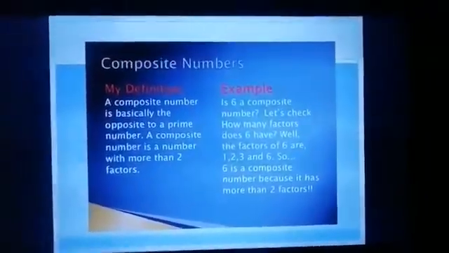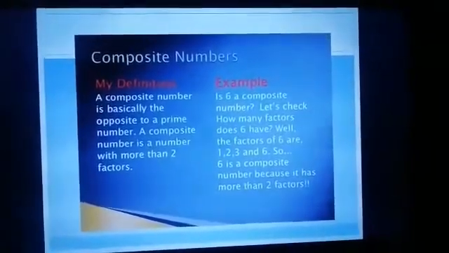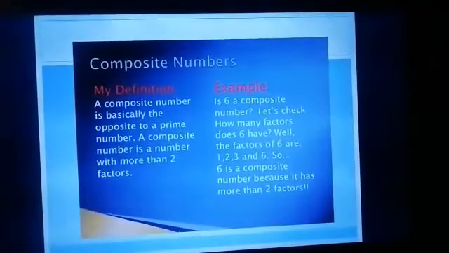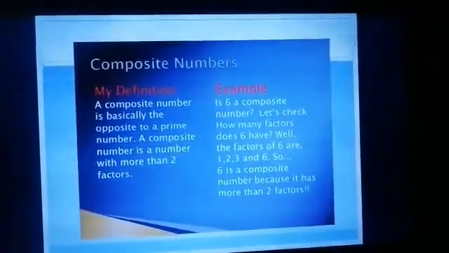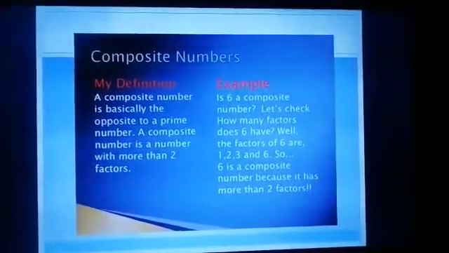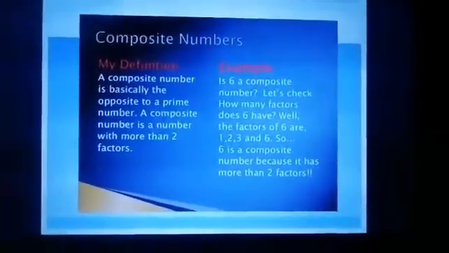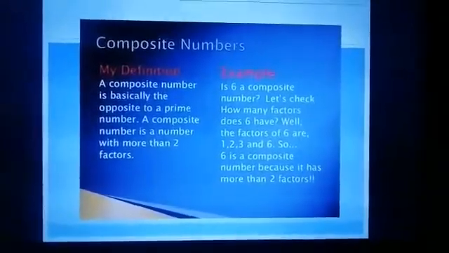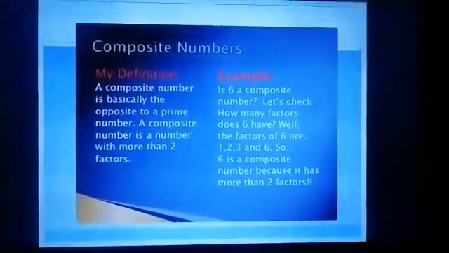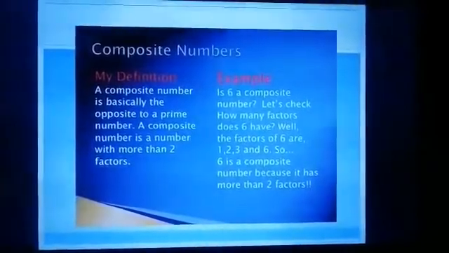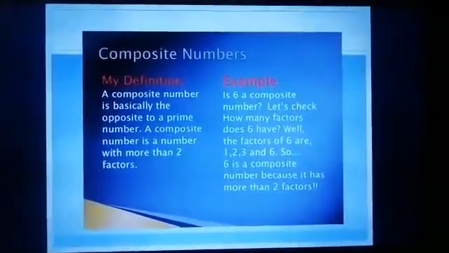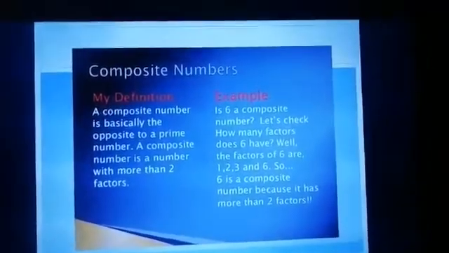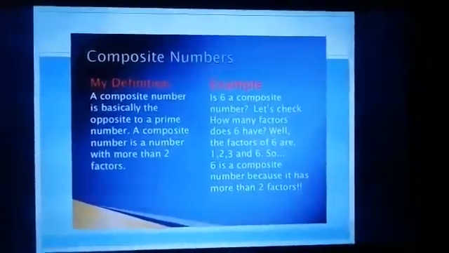Composite numbers. A composite number is basically opposite to a prime number. A composite number is a number with more than two factors. Like 6: 6 comes in the ones table, 2s table, 3s table, and itself also. So it has 4 factors, more than 2 factors, so it is a composite number.